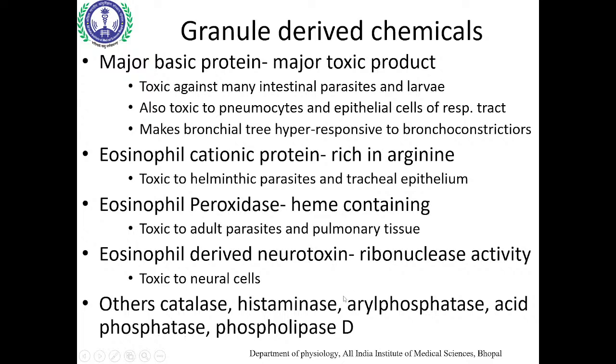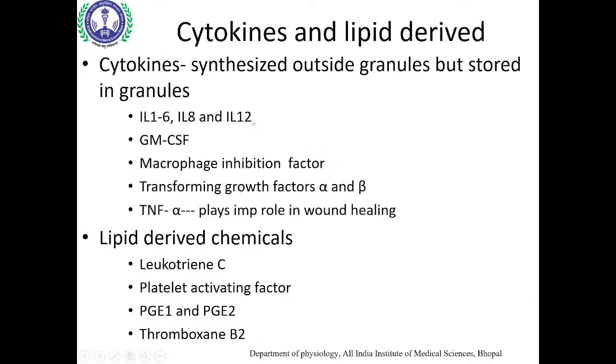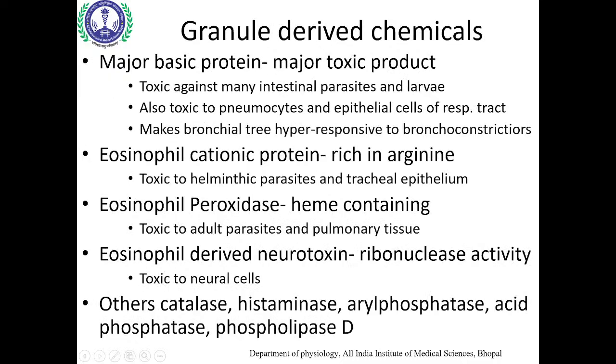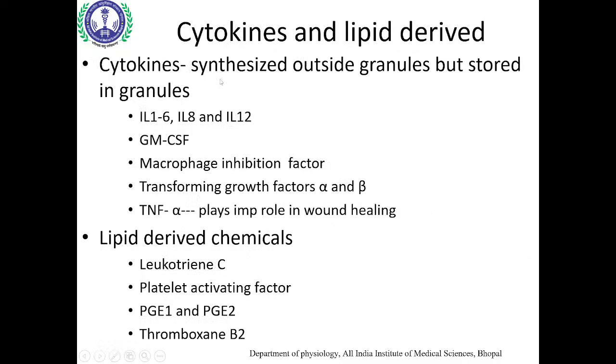Then there are other chemicals which are contents of the granules, which include catalases, histaminases, then phosphatase, phospholipase D, all these, right? ये भी तो कीमो अट्रैक्टेंट्स की तरह एक्ट करेंगे ना, जहां पे जाके इओसिनोफिल एक्ट कर रहा होगा, डीग्रेन्युलेशन होगा, these all will be acting as chemo attractants as well, right? Then, apart from these granules, we have two other granules, one of which contains cytokines, different types of cytokines, and the other granule contains the lipid derived chemicals.